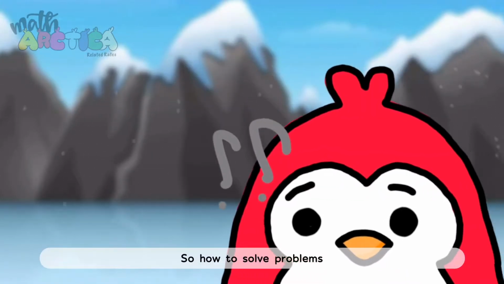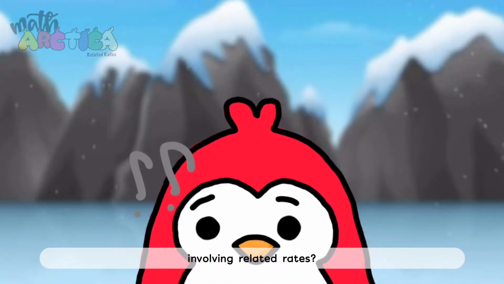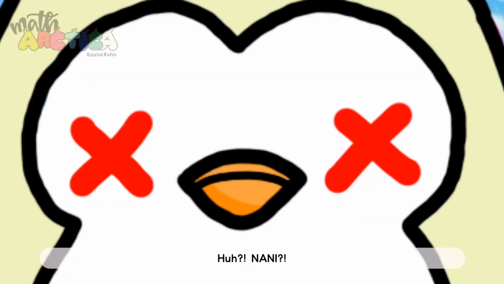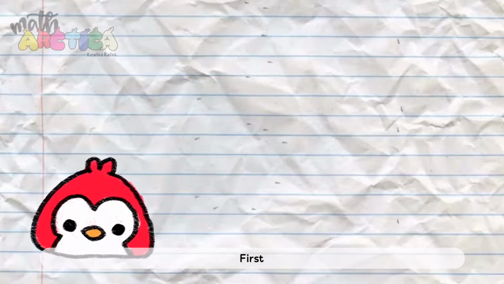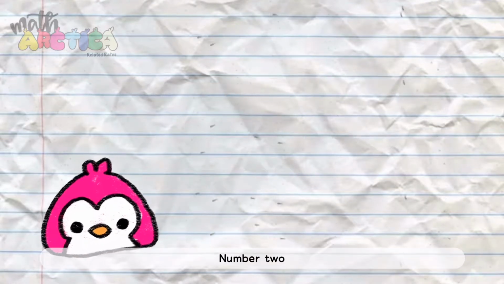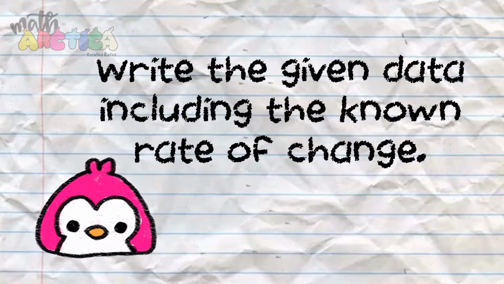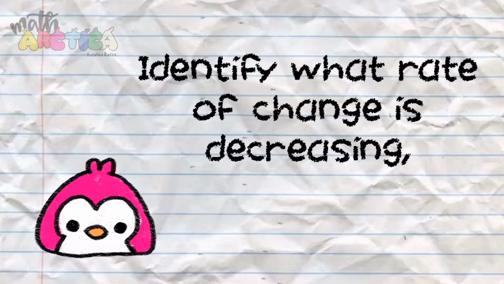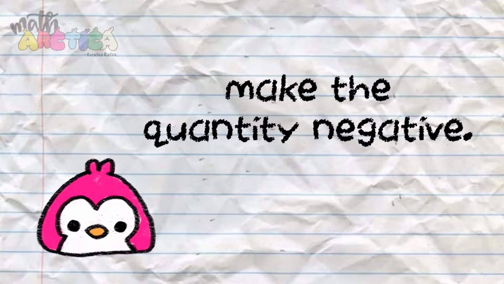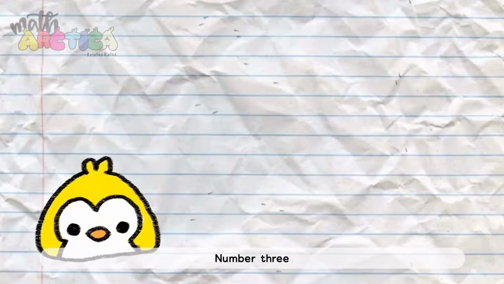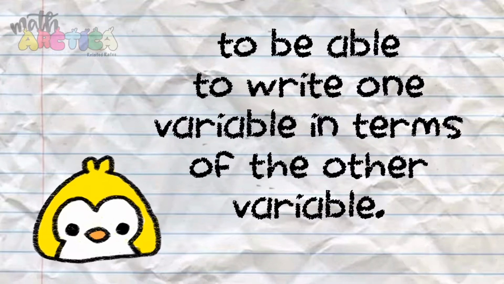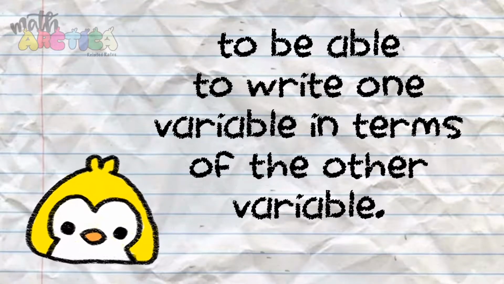So how to solve problems involving related rates? It's easy as 7 steps, you know. First, draw the diagram if applicable. Number 2, write the given data including the known rate of change. Identify what rate of change is decreasing. Make the quantity negative. Number 3, use your knowledge of geometry or trigonometry to be able to write one variable in terms of the other variable.